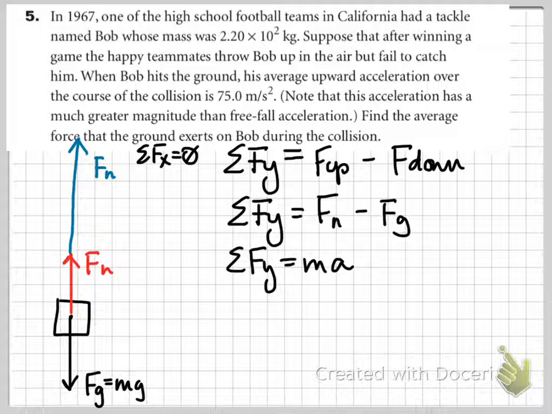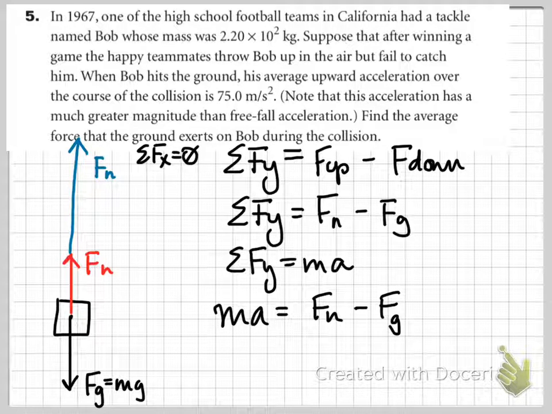But it's also equal to ma. That is the sum of forces on the y-axis. So let's set those two equal to one another. There we go. Mass times acceleration is equal to normal force minus the force of gravity down on Bob. And I know that, in fact, the force of gravity is really just mass times gravity.